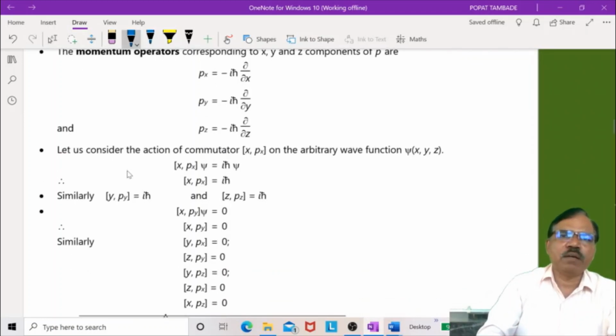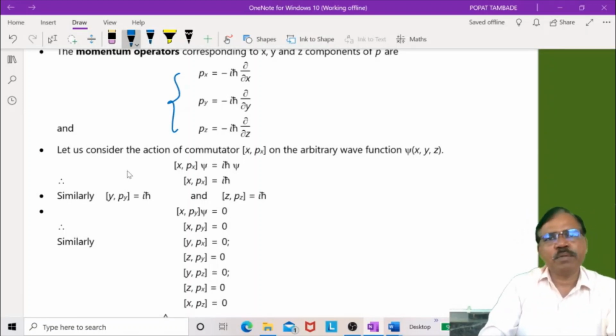Px, Py, Pz are the components of the momentum operators: Px is minus iħ ∂/∂x, Py is minus iħ ∂/∂y, and Pz is minus iħ ∂/∂z. Now if we take the commutator bracket of x with Px, we get iħ. Y with Py, we get iħ. The commutator bracket of Z with Pz gives iħ.